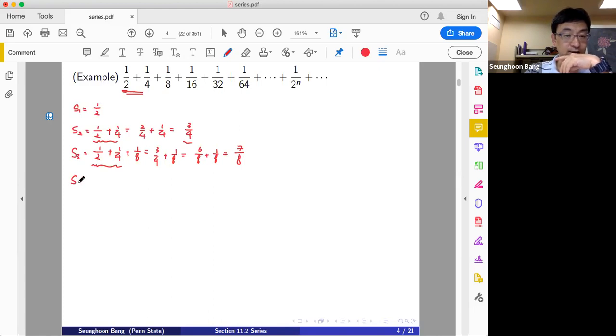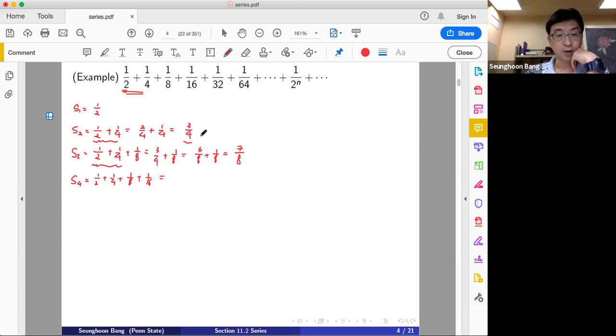You can guess. What is S4? S4 is 1 over 2 plus 1 over 4 plus 1 over 8 plus 1 over 16. So what do you think? What is the answer, S4? Could you write your answer on the chat board? Yes, 15 over 16 is right.